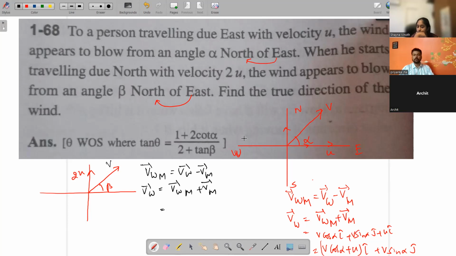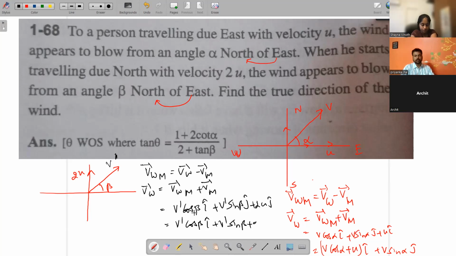No, the speed of the wind will be different. Here you have to assume that this is v dash, because the velocity of the man will be different. Then the man will experience a different velocity of wind. So this is v dash cos beta i plus v dash sin beta j plus 2u j. So from here, v dash cos beta i plus (v dash sin beta plus 2u) j.